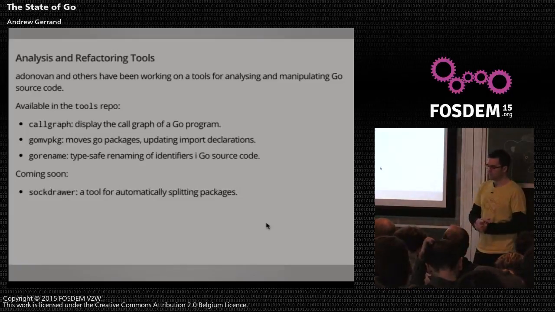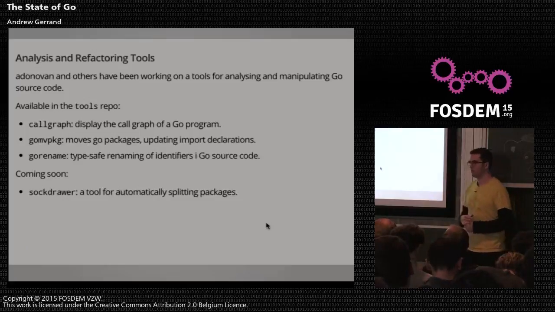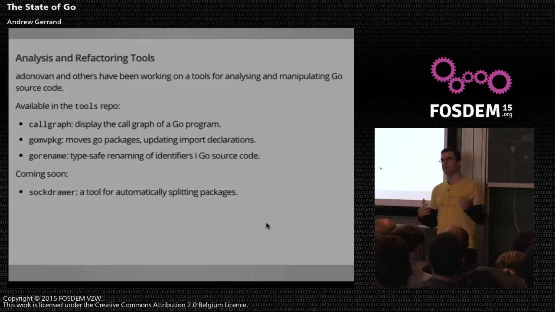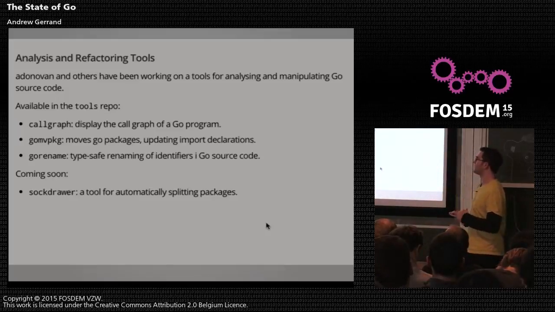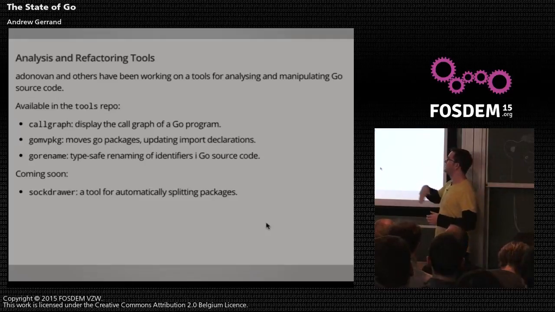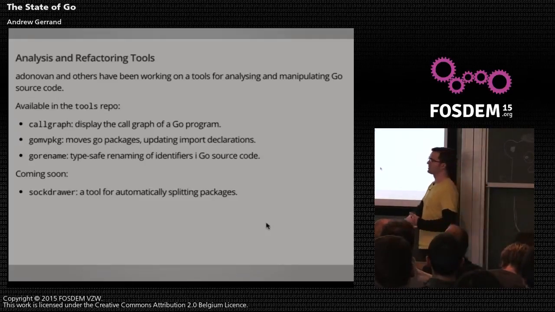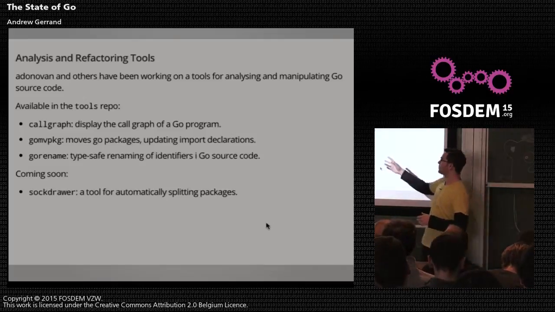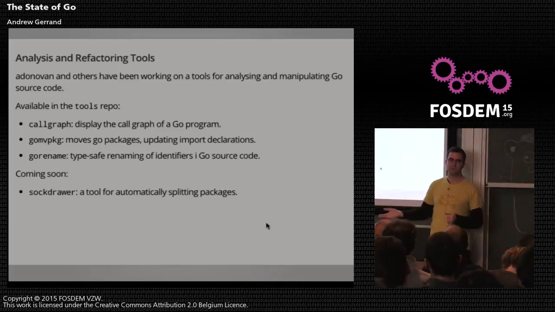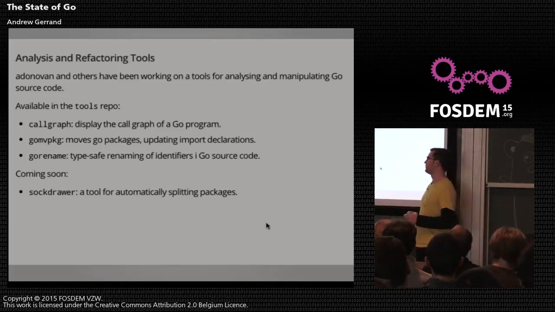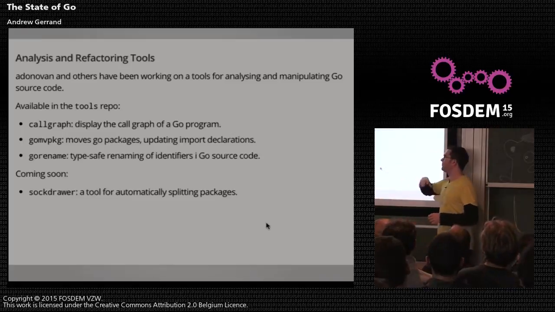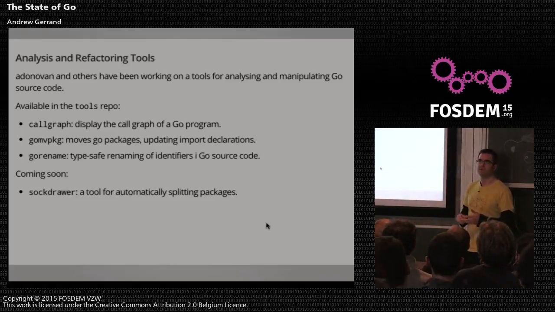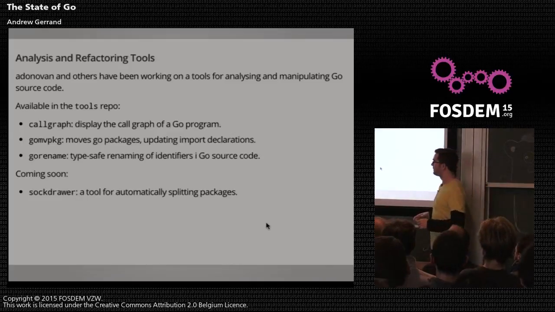Alan Donovan and some others have been working on tools for getting information about and also manipulating Go programs. Some of that is already in the tools repository. There are tools like CallGraph to dump the call graph of a Go program, which is useful for piping into other systems that can visualize that kind of stuff. And there are two tools, Go Move Package and Go Rename, that can be used to change the names of things and move things around in a type safe or file system safe way, just to make it easier to correctly refactor programs. Those programs are ready for use now.